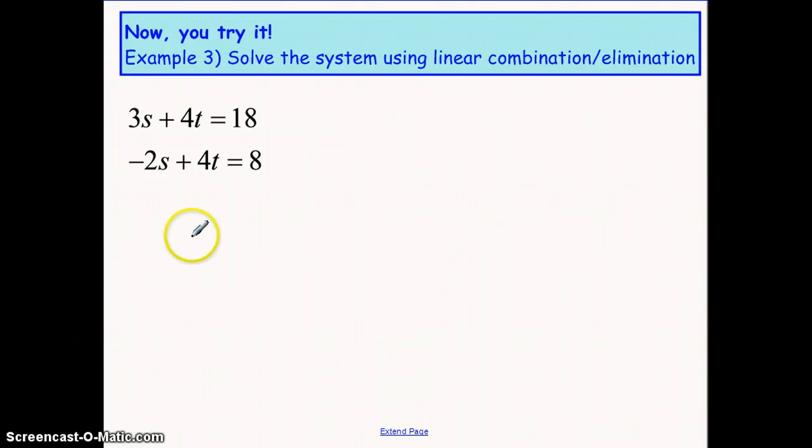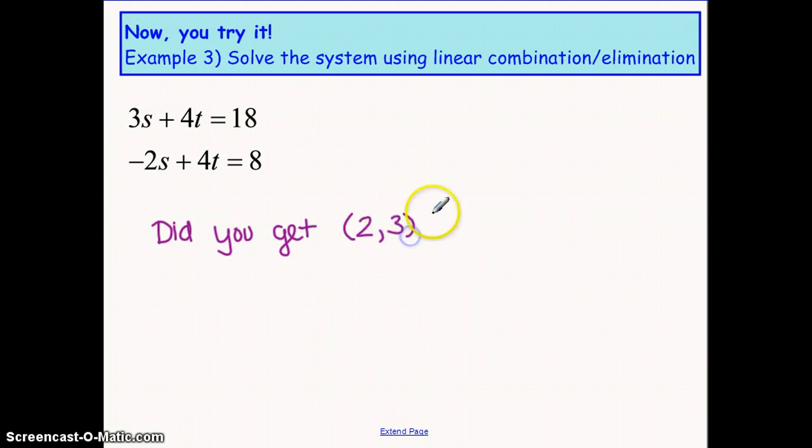Okay, so if you're hearing this, hopefully you've worked through this problem, done some linear combination elimination, and you're probably saying to yourself, I wonder if I got it right. So here's the big moment. Did you get, for your ordered pair, s coordinate 2, hopefully you got that, and then if you had that, you probably have the t as well, t coordinate 3, so you should have (s, t) = (2, 3). If you did, great. If you didn't, try and go back and see what your mistake is, and if you can't find it, we'll definitely go over it in our next class.